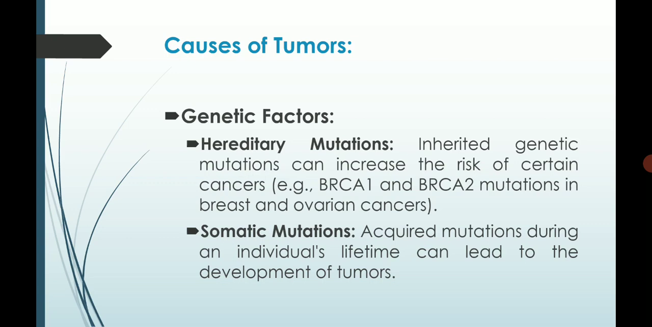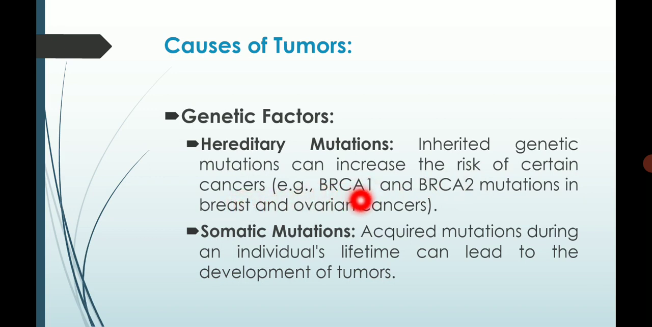So what are all the different factors involved in one person acquiring this particular kind of condition, which means an uncontrolled growth of the cells in their body. So the first reason is a genetic factor. So the hereditary mutation. During the transfer of genetic information from one generation to another generation, some mutation will happen. So those mutations can increase the risk of certain cancer.